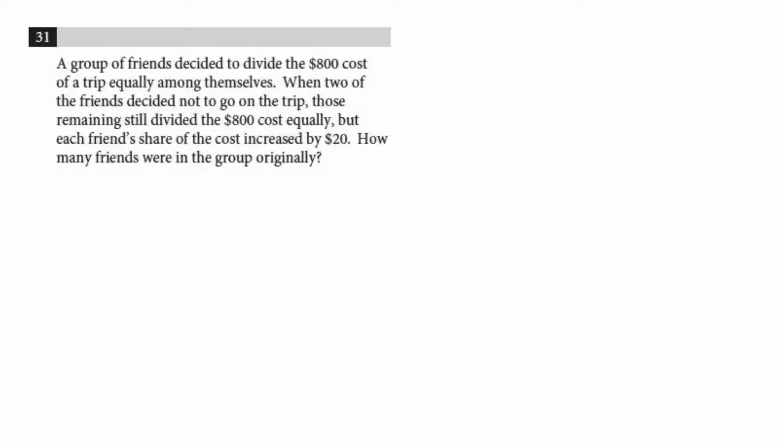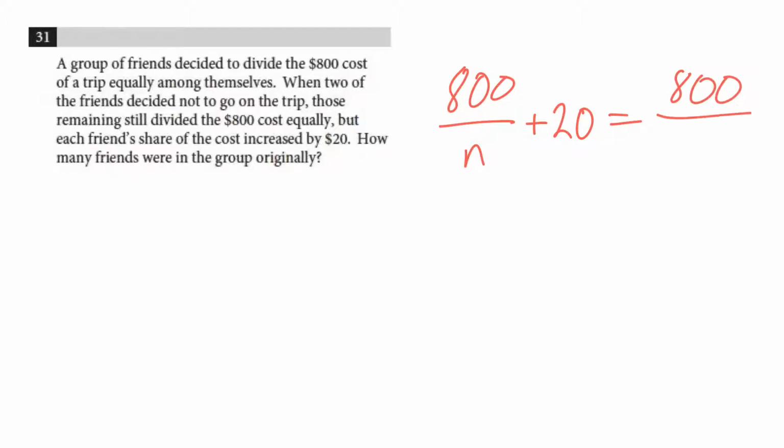Okay, so we know that we were going to take $800 and divide it amongst n people, and it was a certain cost. Well, we know that cost increased by $20 when, well, it's still $800 when 2 decided not to go. Well, then it'd be 2 less than n.